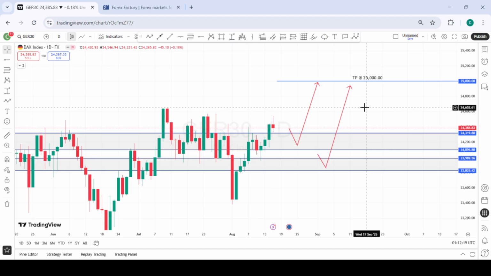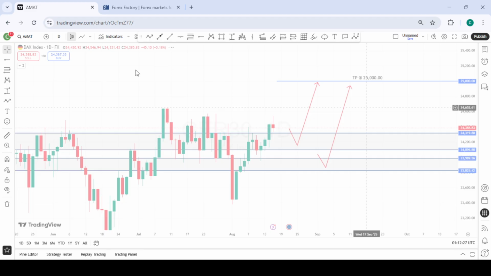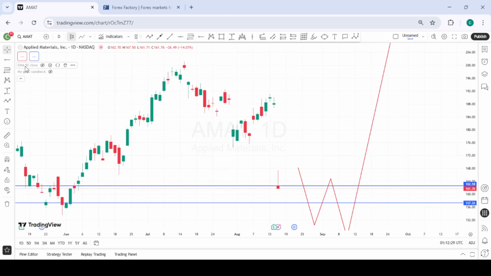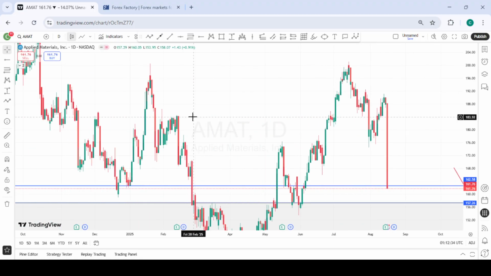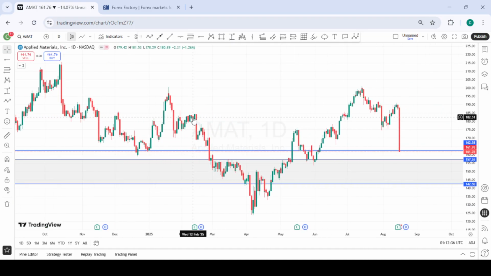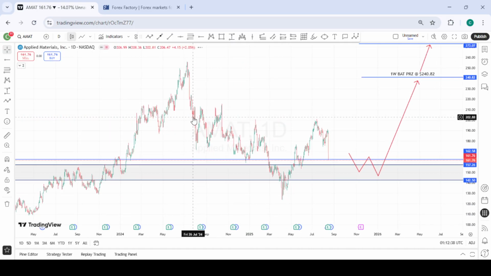So I have one bonus for you for stock traders. So if you trade stocks, the next setup is for you. So we have this setup on applied materials. This is a stock, applied materials.